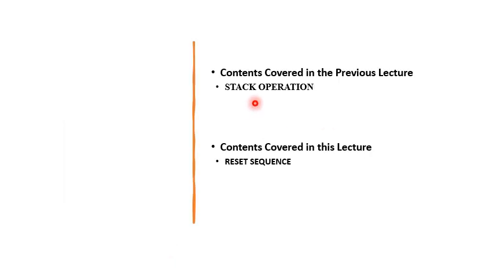So in the previous lecture I covered stack operation. There we saw the push and pop operations and how they are used, and we also went through the two stack memory model, where MSP and PSP values can be altered or retrieved with an alternative instruction to push and pop, with the help of the control register. In today's discussion, I will be covering the reset sequence.